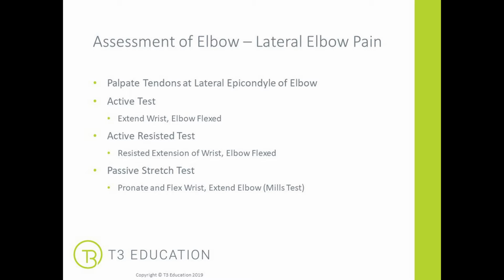Next, we're going to look at our pain behaviour. So let's do an active contraction of those wrist extensors with the elbows flexed. We're then going to do an active resisted test. So the same movement but against resistance. And finally, we're going to stretch those wrist extensors by pronating and flexing the wrist with an extended elbow, also called a Mills test. If we produce pain on any of these movements, we need to ask our client the location and when they feel the pain. That will help us identify whether it's in the muscle or the tendon itself.